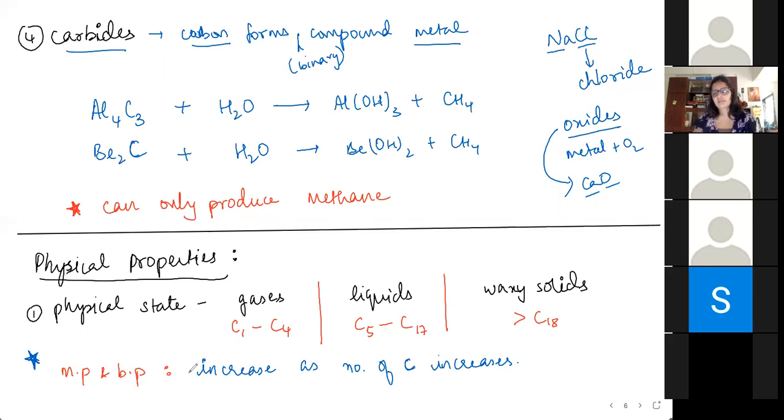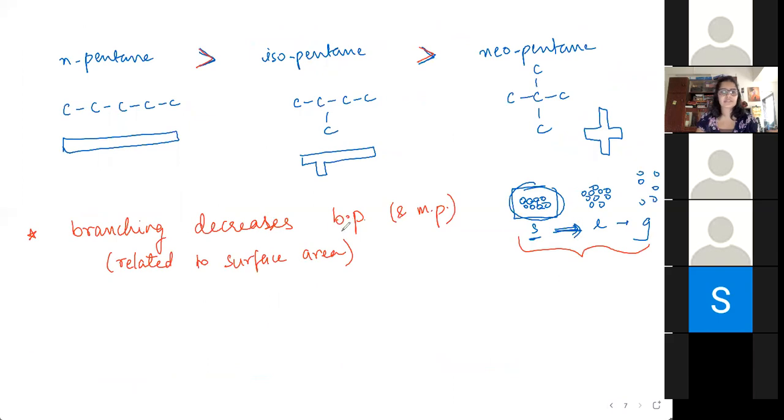Another point you can write right below it is that branching decreases the boiling point. You can write both the points together and write this as an example. The more the number of branches, the lesser the boiling point.